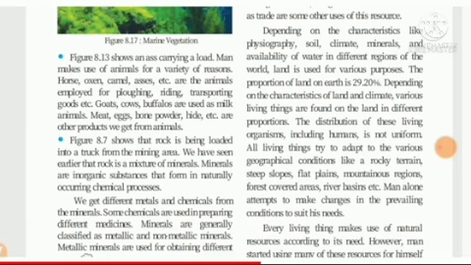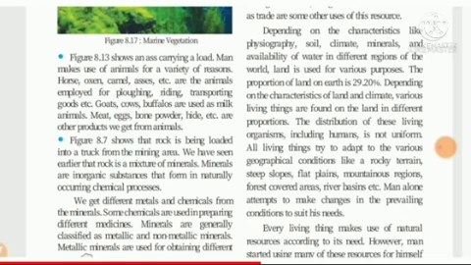Depending on characteristics like physiography, soil, climate, minerals, and availability of water in different regions of the world, land is used for various purposes. The proportion of land on earth is 29.20%. Depending on the characteristics of the land and climate, various living things are found on the land in different proportions. The distribution of these living organisms, including humans, is not uniform.